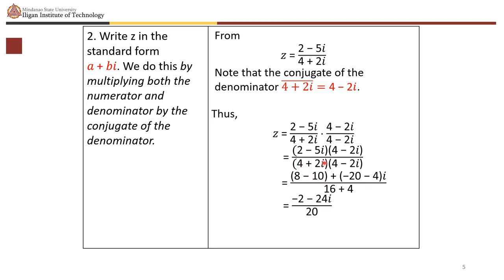And then we have the denominator, 4 plus 2i times 4 minus 2i. That becomes 4 squared minus the quantity 2i squared. But 4 squared is 16, and the quantity 2i squared will give us 4 times negative 1, that is negative 4, and the negative of negative 4 will give us positive 4. 8 minus 10 will give us negative 2, and negative 20 minus 4 will give us negative 24. That's why we have negative 24i here, and we have 16 plus 4 equal to 20.